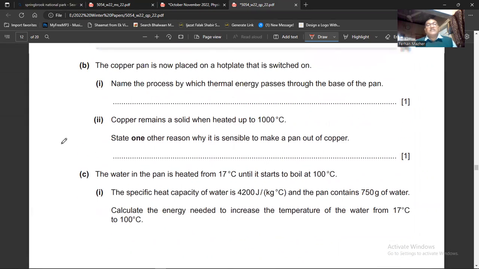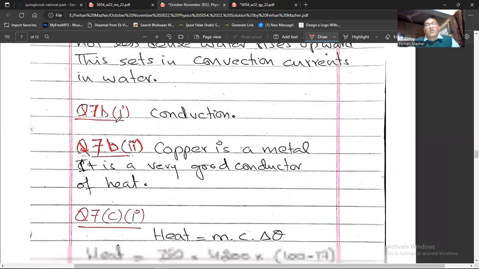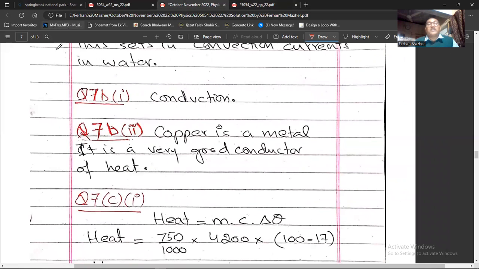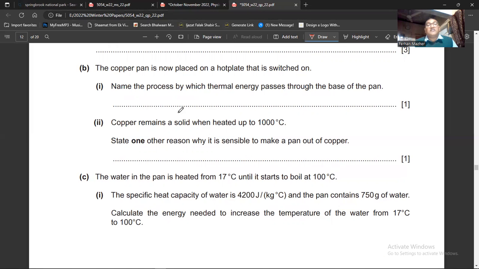Okay. Now the second part, question number 7B: copper remains a solid when heated up to 1,000 degrees centigrade. State one other reason why it is sensible to make a pan out of copper. You see, copper is a metal and it has free electrons, so it is a very good conductor of heat as compared to other solids. Copper is a metal. It is a very good conductor of heat. Yes, our answers are right. This is the answer. Here we go.